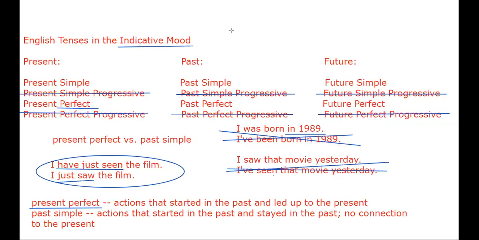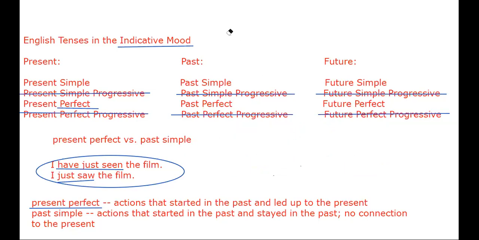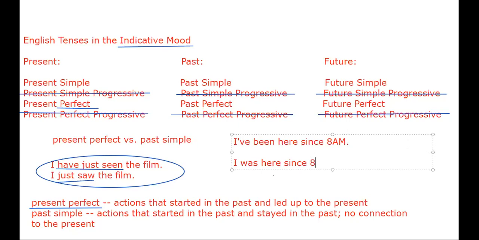And if you're wondering for a context where only the present perfect would work, but the past simple wouldn't work, well, there is actually one. So here's an example where the present perfect would work, but the past simple wouldn't work at all. I've been here since 8 a.m. versus I was here since 8 a.m.